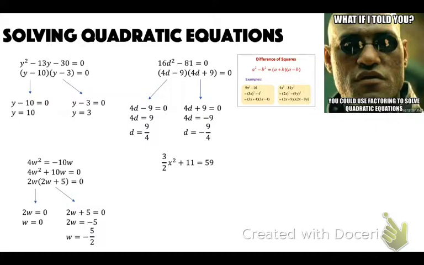Okay, this one, so see here we only have an x squared. Well, if you only have a squared term, you can use square rooting. Okay, so I'm going to subtract the 11 and I get 3/2 x squared equals 48. Multiply both sides by 2, so we have 3x squared equals 96. Divide by 3 and I get x squared equals 32. Then I can square root both sides, so I get x equals plus or minus the square root of 32. And if you break down that square root of 32, it's the same as 4 square roots of 2.